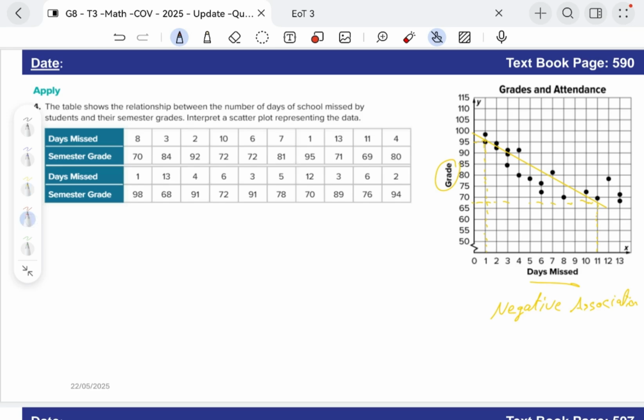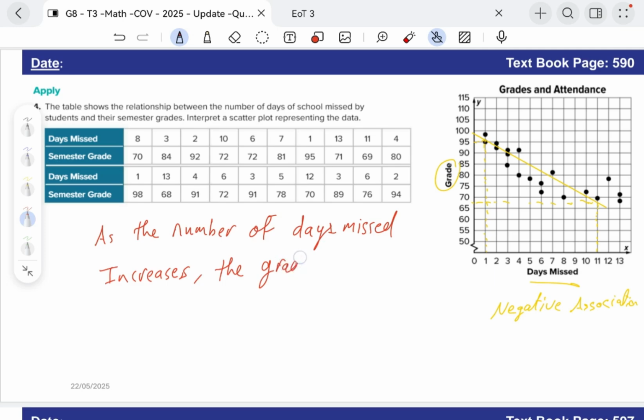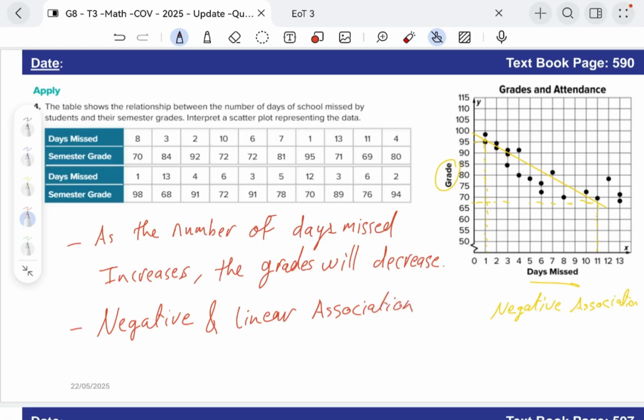So we can say that first, as the number of days missed increases, the grade will decrease. So it's a negative association, negative and linear. We have no curve, negative and linear association, and we don't have any outliers, no outliers, and no cluster.